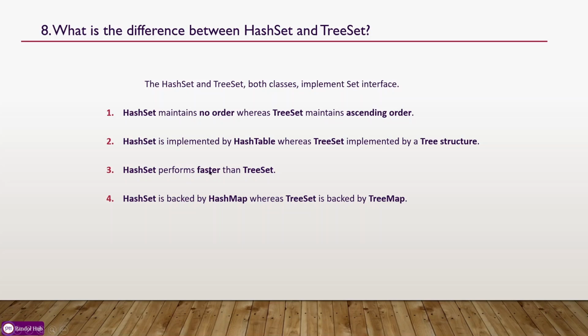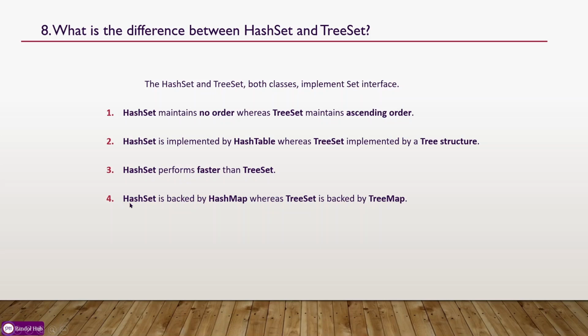Hash set performs faster than tree set. Hash set is backed by hash map, whereas tree set is backed by tree map. So hash set performs faster in that sense. In the tree set, there is a mechanism to maintain an order, which is an ascending order. So that takes some time, because of which it is a little slower than the hash set.